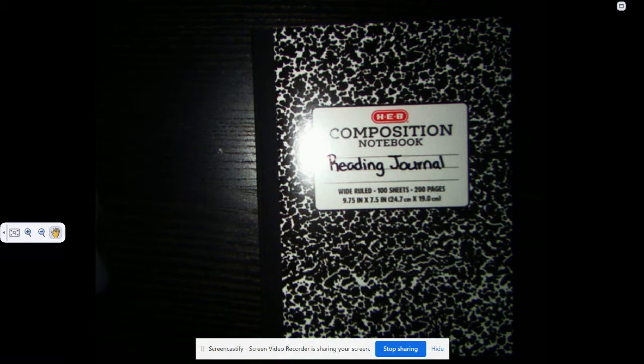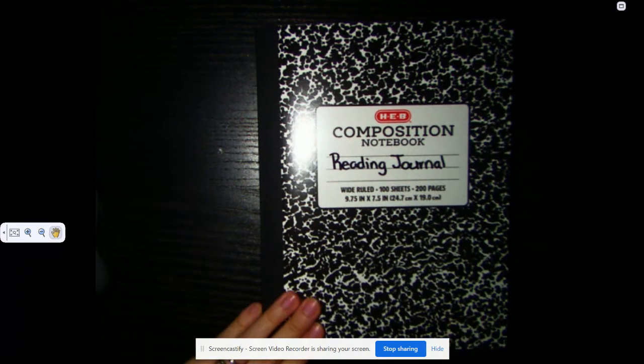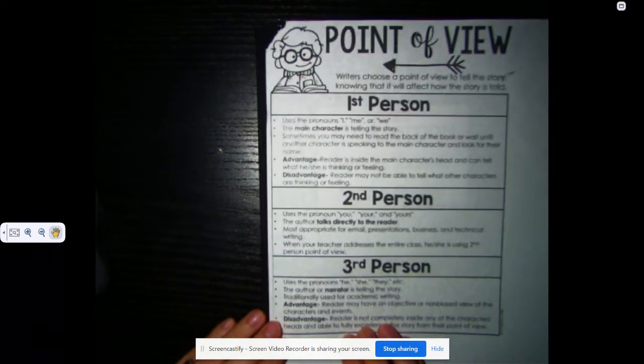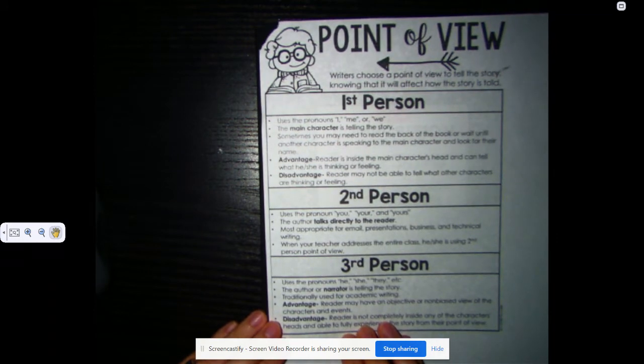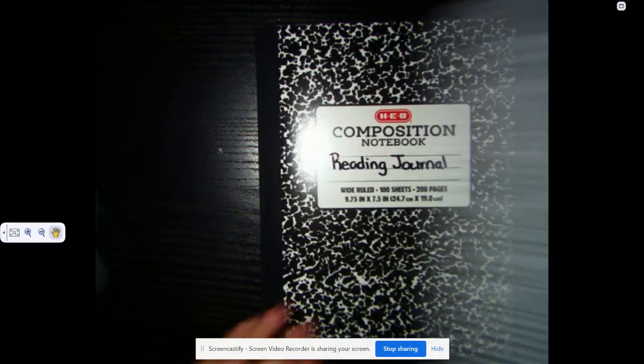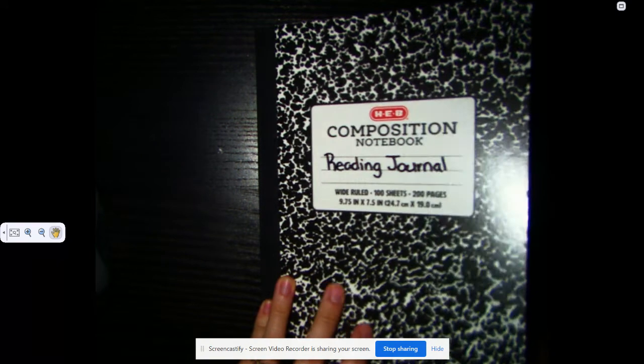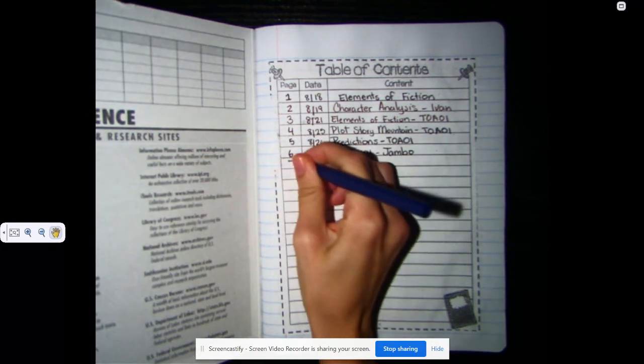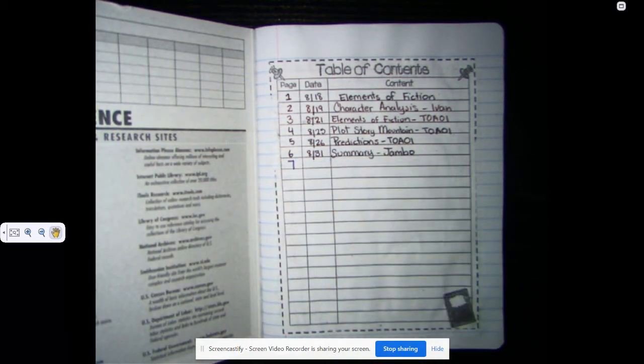Today we're going to be doing a reading journal entry on point of view. So you're going to need your reading journal and you're going to need this paper from your reading packet that says point of view. We're going to open up to our table of contents and go in and fill today. We should be on page 7 in our reading journal.